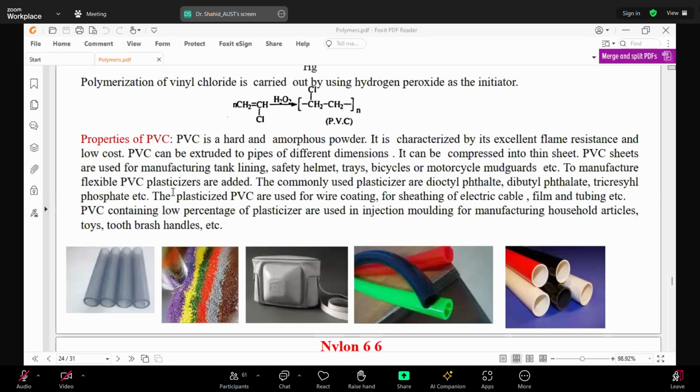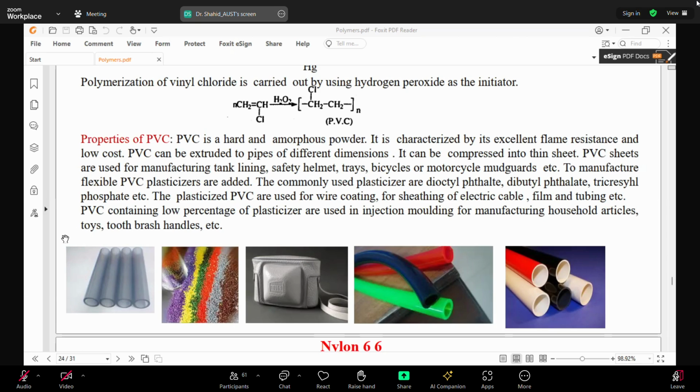These are organic or inorganic compounds. The plasticized PVC is used for wire coating, for sheathing of electric cable, film and tubing, etc. PVC containing a low percentage of plasticizer is used in injection molding for manufacturing household articles, toys, toothbrush handles, etc. So these are the uses of PVC plastic.